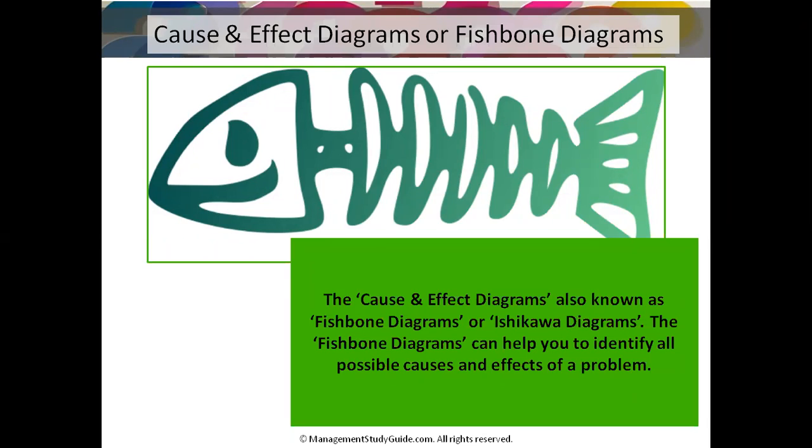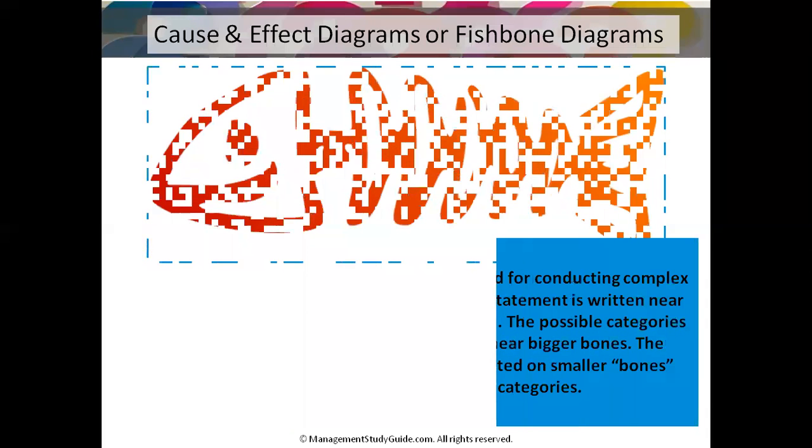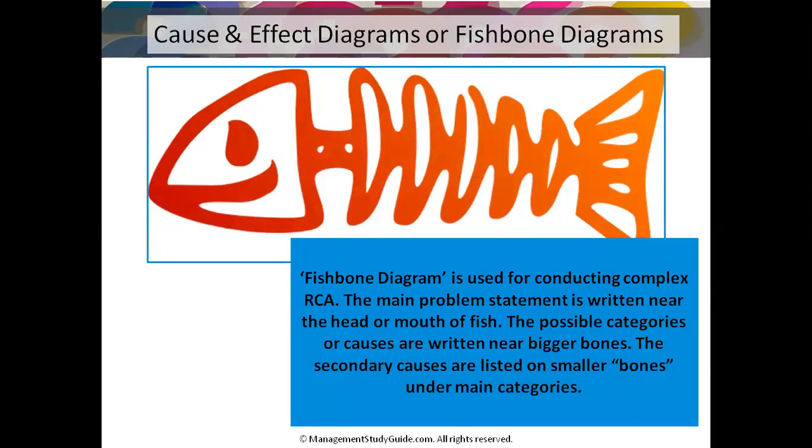The cause and effect diagrams, also known as fishbones or Ishikawa diagrams. The fishbone diagrams can help you identify all possible causes and effects of a problem. Fishbone is used for conducting complex root cause analysis. The main problem statement is written near the head or mouth of the fish. The possible categories or causes are written near bigger bones. The secondary causes are listed on smaller bones under main categories. So as you move from the head to the tail, you categorize the problem from the highest to the least. Okay.